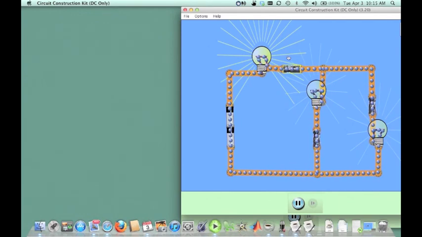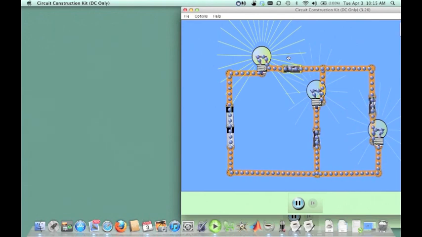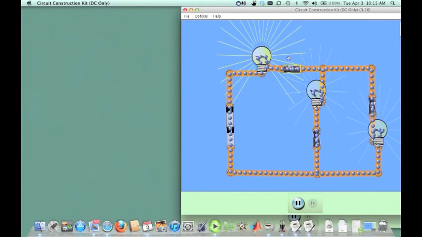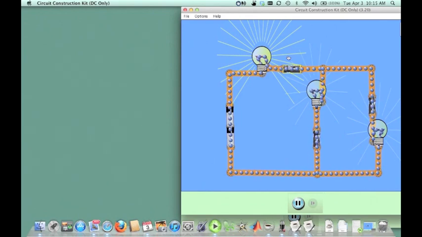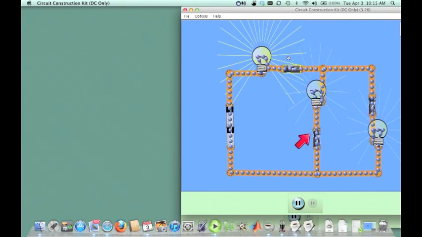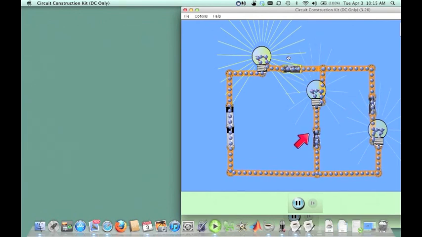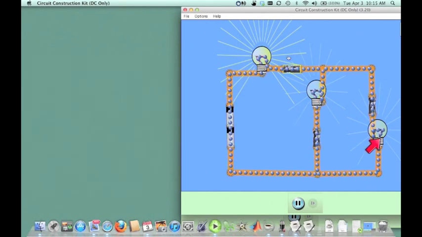What happens to the brightness of the light bulbs if I now open switch number 2, which is the one over here? This one. What would happen if I open that one? What would happen to the brightness of all of the light bulbs here? Think about what would happen to this light bulb, and think about what would happen to this light bulb.